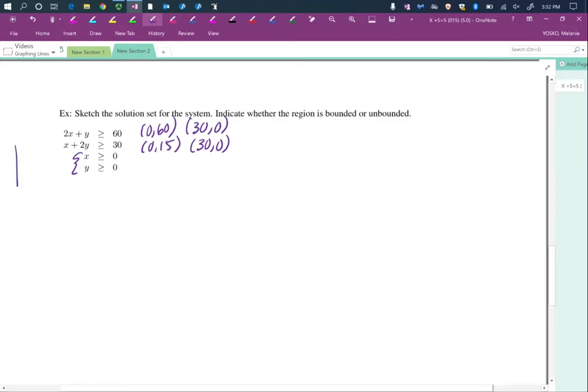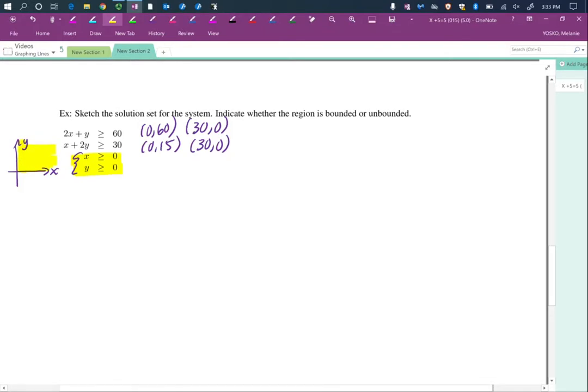So if you think about your coordinate axis system, where is x negative? X is negative over here to the left of this y-axis, so that's not going to be my answer. And then we say, well, where is y negative? Y is negative below the x-axis. So if you have these two inequalities right here, you're going to be looking at quadrant 1.